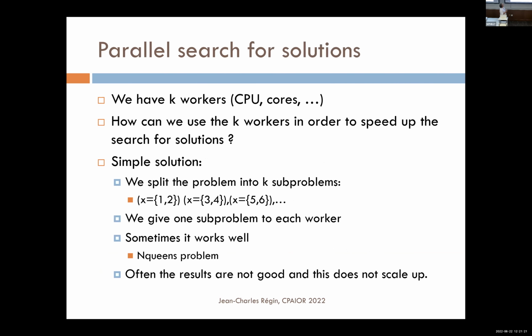So here, when you want to parallelize the search for solution, you have different solutions. Here is a simple one, and I'm going mainly to discuss embarrassingly parallel search. The simple thing is you can imagine you have K workers, and the idea is that you want to use these K workers. The first solution is to split your problem into K parts, okay? And then you give one part to each worker, and you expect that it's going to work.